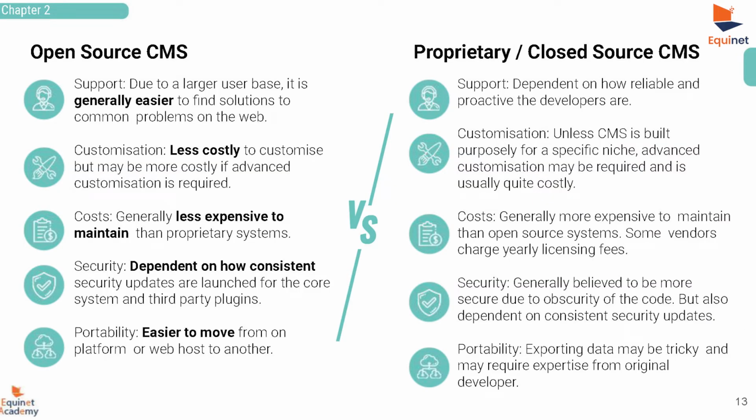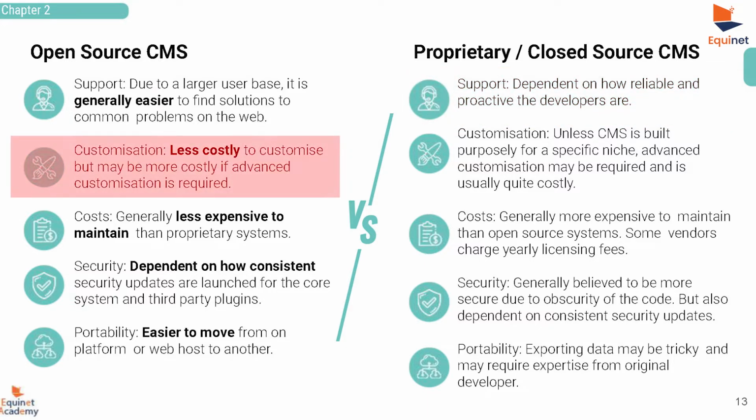Let's compare these two against 5 different factors. Number 1, support. An open source CMS generally will have a larger user base, making it easier to find solutions to common problems on the website. Proprietary, however, depends on how reliable and proactive the developers are.